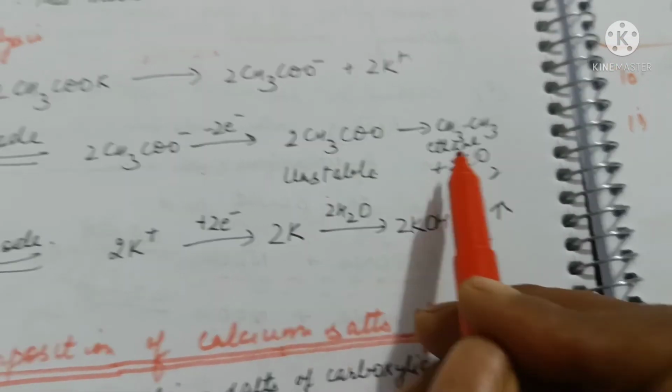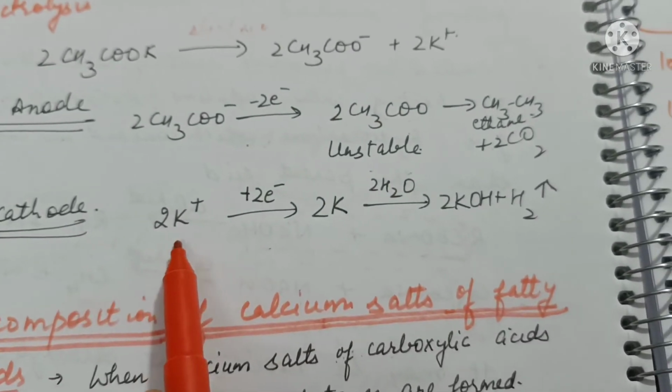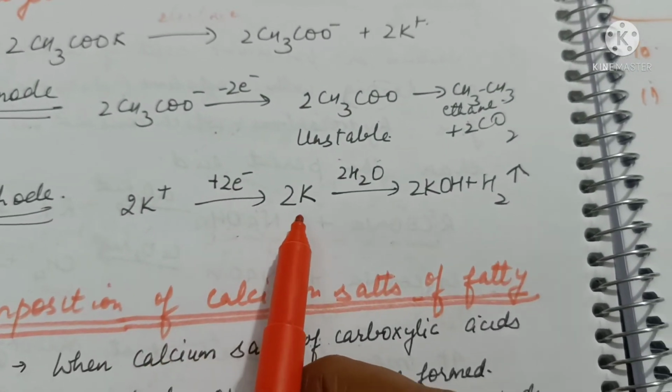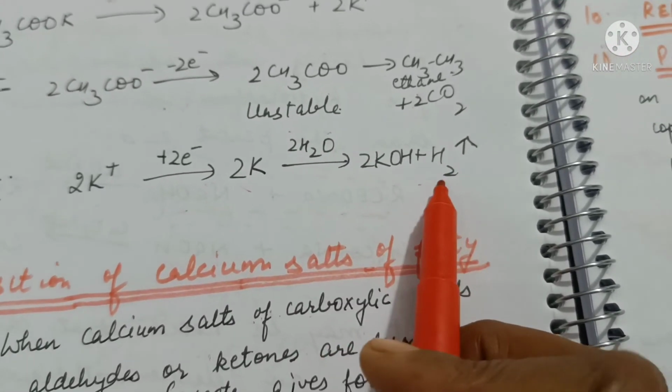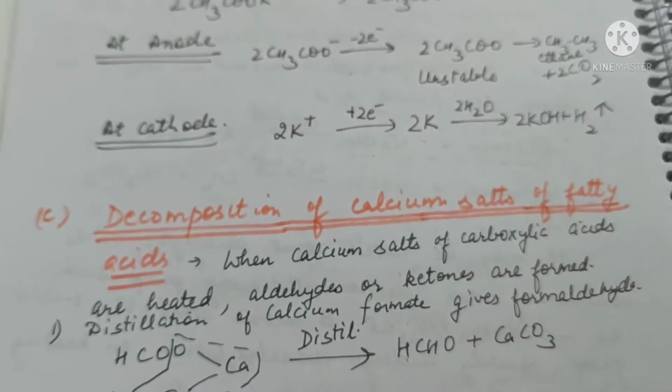So ethane is formed. At the cathode, potassium ion will gain an electron to form a potassium atom, which reacts with water to form potassium hydroxide and hydrogen. So hydrogen gas is liberated.